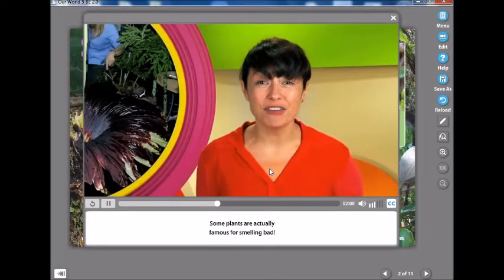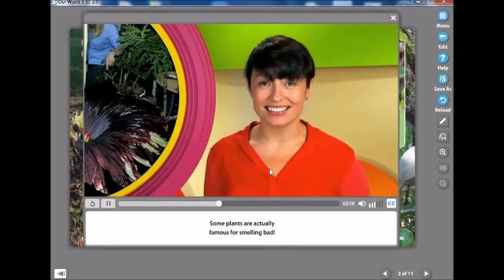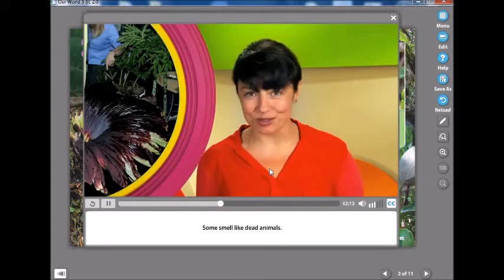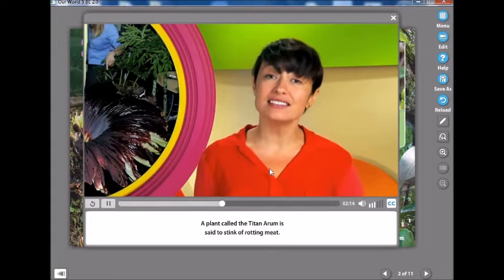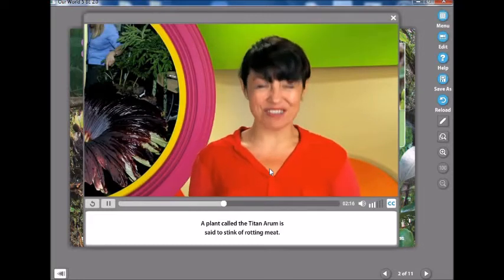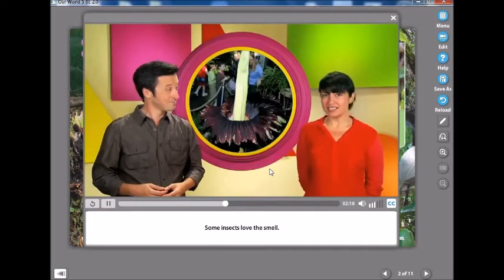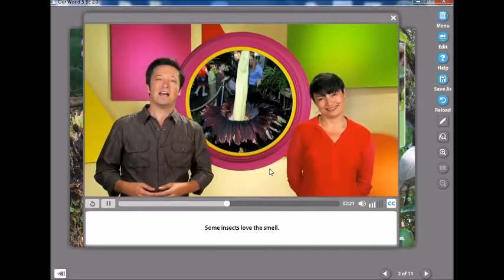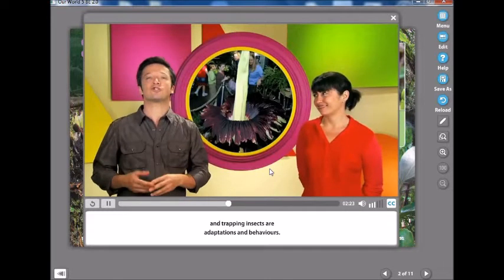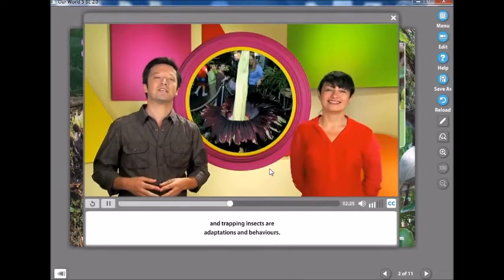Some plants are actually famous for smelling bad. Some smell like dead animals. A plant called the Titan arum is said to stink of rotting meat. Some insects love the smell. Smelling bad, tricking and trapping insects are adaptations and behaviours.